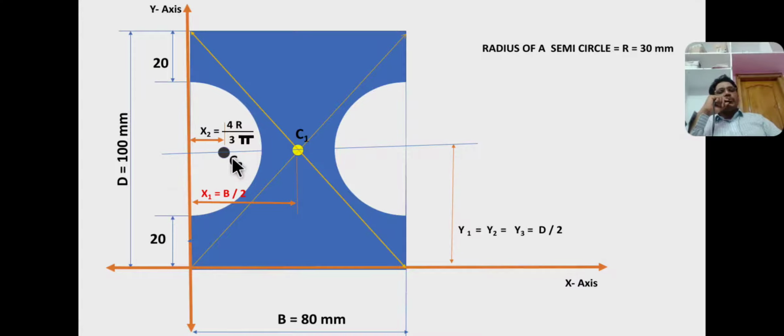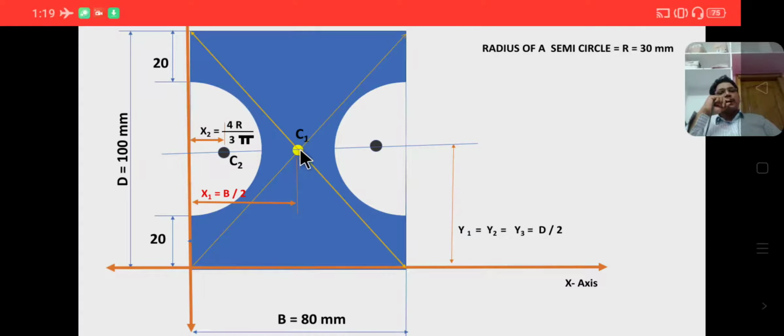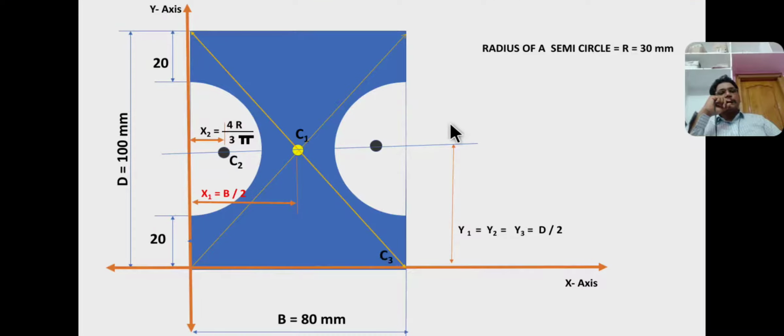Now y2 equal to y1. Here the centroids C1, C2, and C3, the centroid of the right side semicircle, lie on the same reference line, that is, on the horizontal line. Therefore the values of y1, y2, y3 are the same, that is height by 2, d by 2 equal to 50 mm. y1 equal to y2 equal to y3 equal to 50 mm.